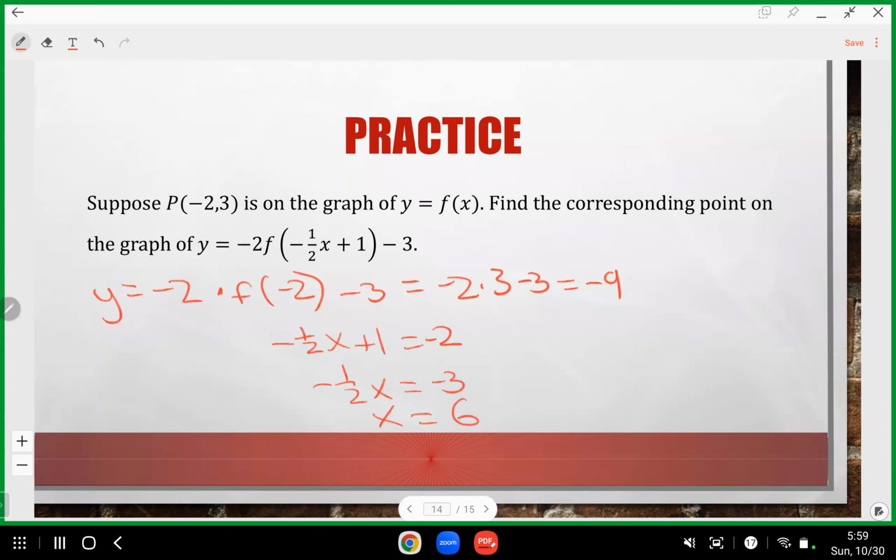I feel like I made a mistake. Okay, let's see here. I don't think I made a mistake. It should be correct. So then we get something like this: (6, -9). I think that's correct, but you might want to double check that because I did this in a hurry. But that's basically the method to use.